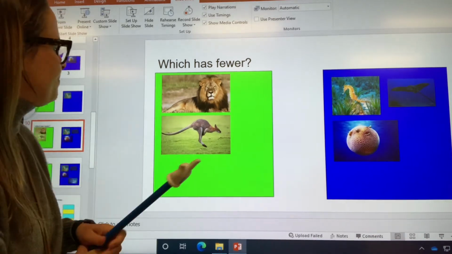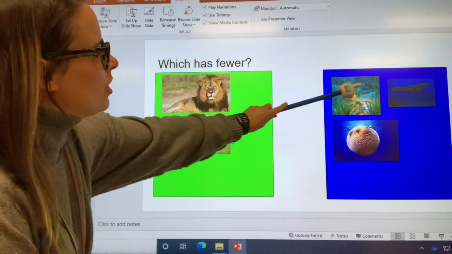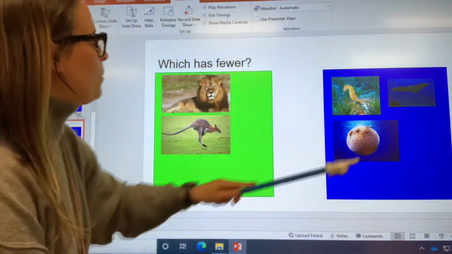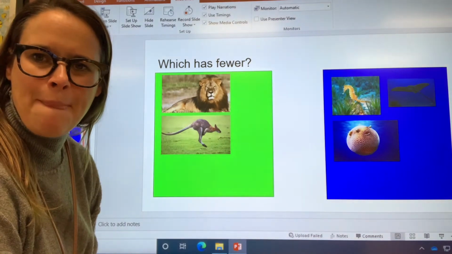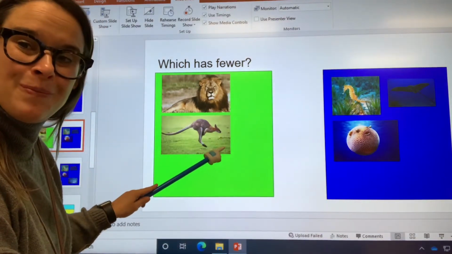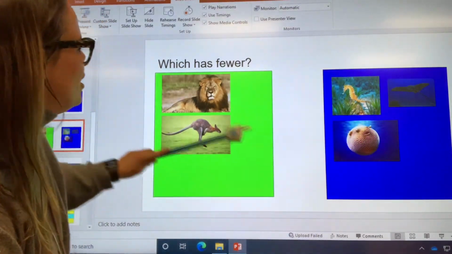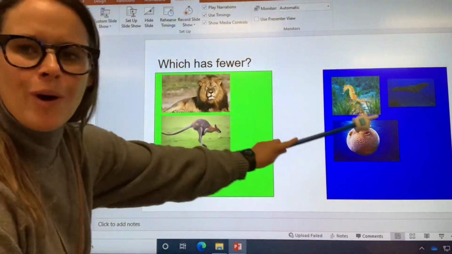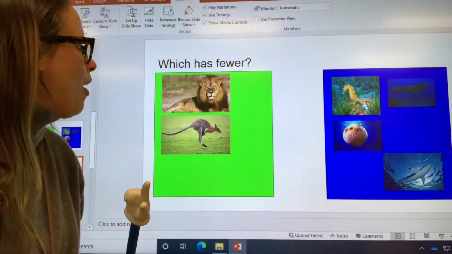How about this? We still have 2 animals on land. How many animals in the ocean? 1, 2, 3. Which group has fewer this time? Point to it. Did you say the green group? Good, you're right, because there's 2. This one has 3. 2 is fewer than 3. Very good.